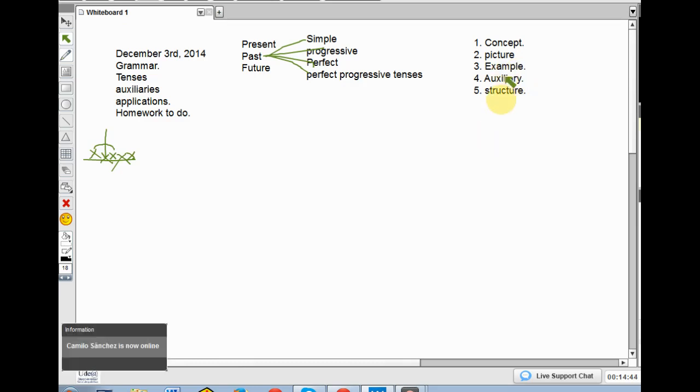And what is the structure? The structure is subject plus did, subject plus verb in past plus a complement.